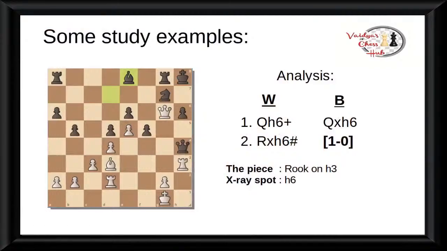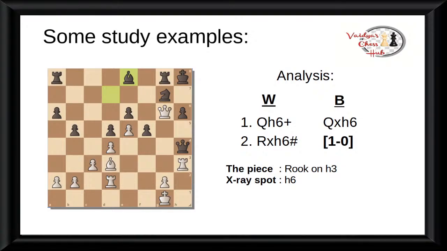And what else do we see here? Yes, the queen will take on h6. In fact, it should be queen takes h6. And when the queen takes the pawn and then gives a check, then black queen will also take on h6, and rook takes h6 will be checkmate.